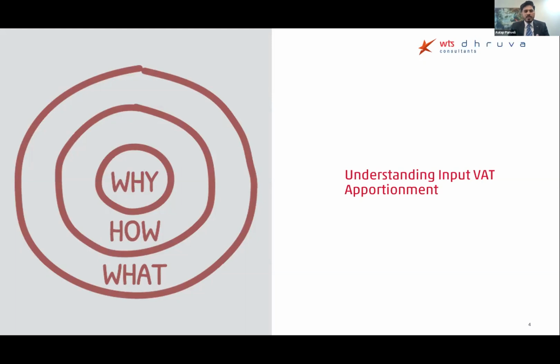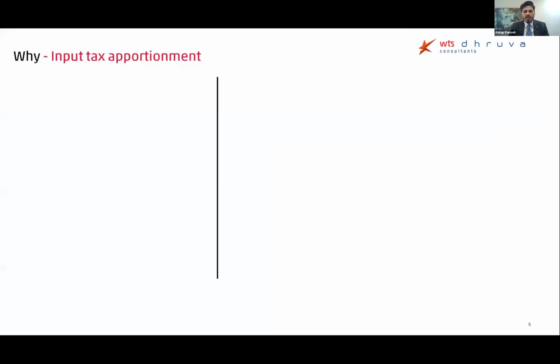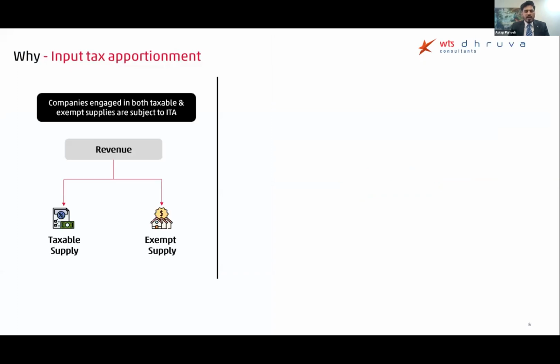So let me start the first part of the presentation about the basics of input tax apportionment, and subsequently I will take you through the technical aspects. So the first question is, why input tax apportionment? In the UAE or anywhere, any business would generally have 2 types of supplies: taxable supplies or exempt supplies. There could be businesses which have only taxable supplies, there could be businesses which have only exempt supplies, and there could be businesses which have both taxable and exempt supplies. So input tax apportionment applies to those companies which make taxable as well as exempt supplies.